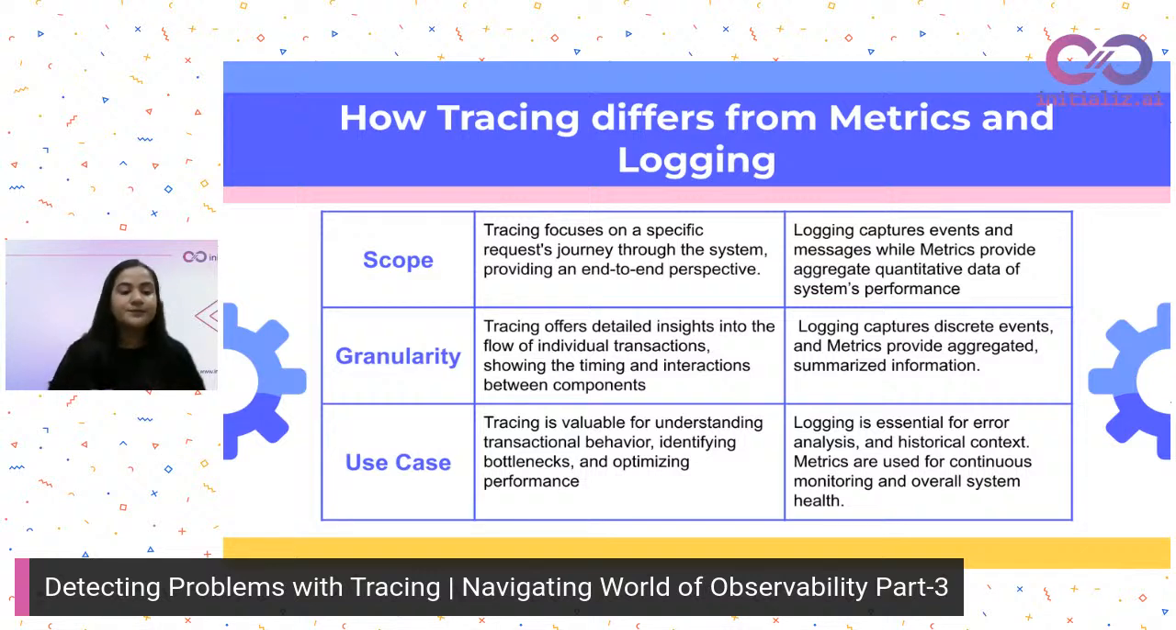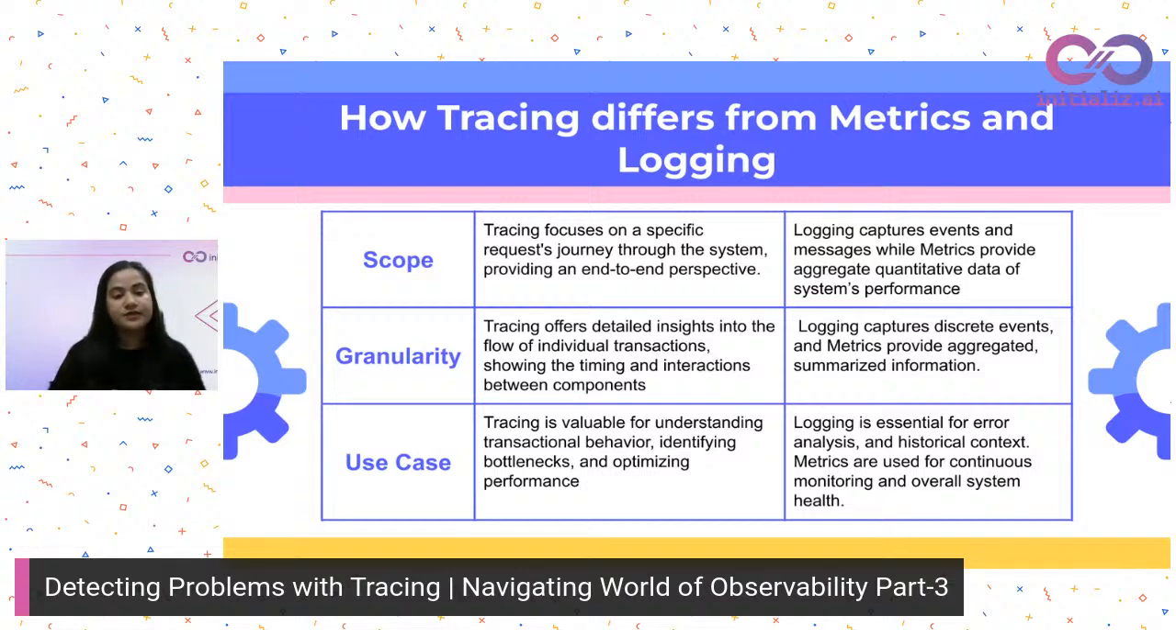Talking about the granularity, tracing offers detailed insight into the flow of individual transactions, showing the timing and interactions between components. Now, how this helps is when you see these time tracks, or these spans, if you have added a span for a particular application and you know how much time it takes, and if it's taking a lot of time there, you can click on it and see that yes, this might be creating a bottleneck or a problem when your application is in the flow. Whereas logging only captures discrete events, and metrics provide aggregated, summarized information in visualization.